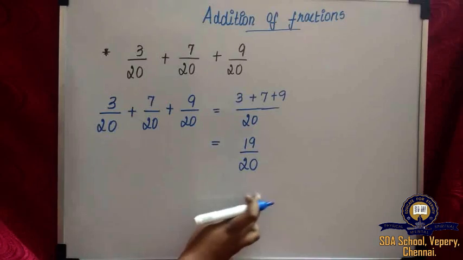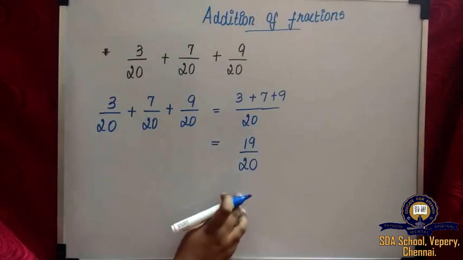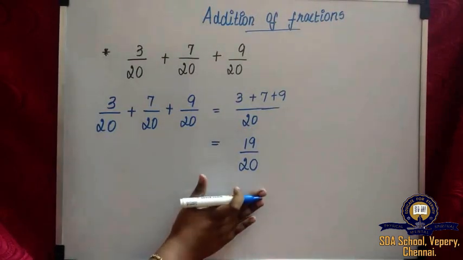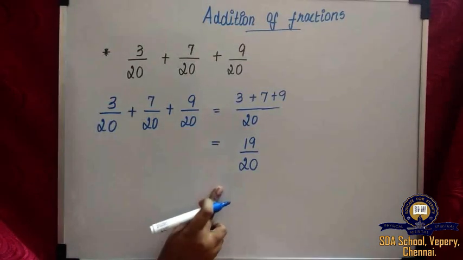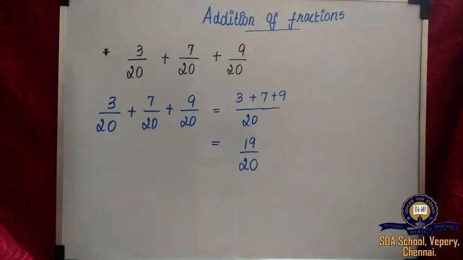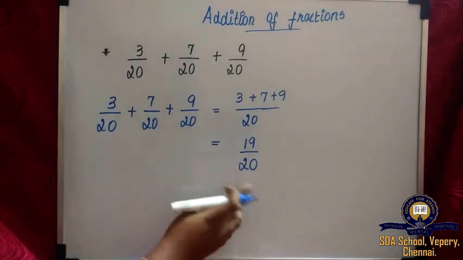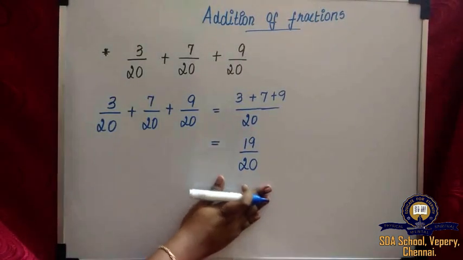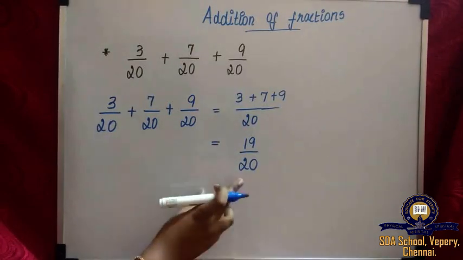We are obtaining a proper fraction. Okay. So we have to leave it as such. If we get an improper fraction, we have to convert the improper fraction into mixed fraction. But here we are obtaining a proper fraction. So we have to leave it as such. So the answer is 19 by 20.